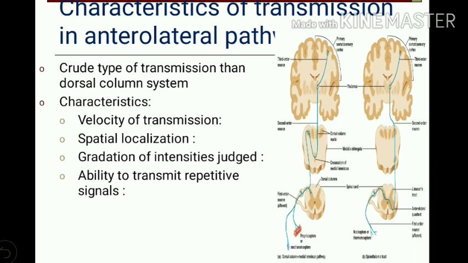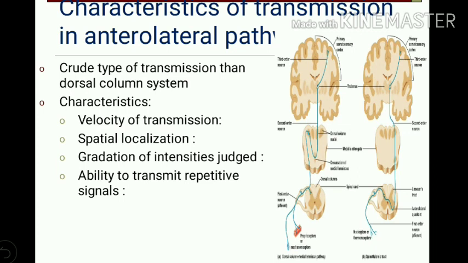Now, the characteristics of transmission in the anterolateral pathway and the dorsal column. The anterolateral pathway is a crude type of transmission as compared to the dorsal column system. Which are the characteristics of the anterolateral pathway? One, the velocity of transmission is one third of the dorsal column pathway. The fibers are small and unmyelinated, therefore the velocity of transmission is less. Second, spatial localization for the anterolateral pathway is poor, and it causes a poor degree of localization.